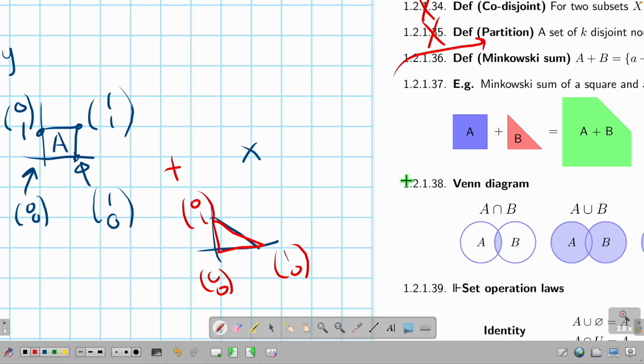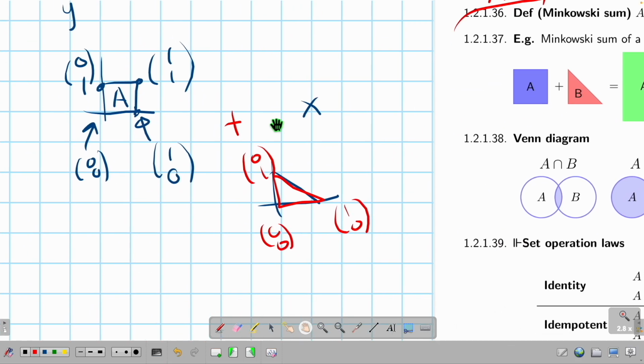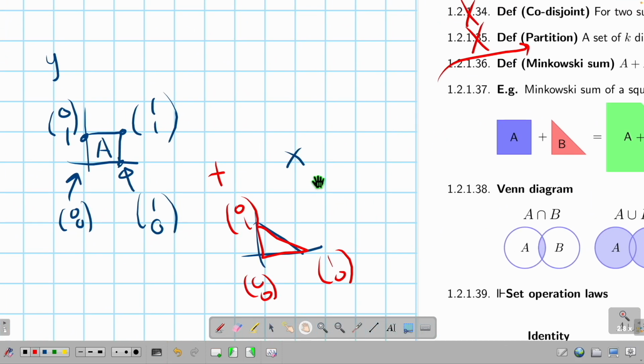Now I want to add them. What's the definition of A plus B? All the possible A plus B. That's it. All the possible A plus B. It will include the biggest 2 numbers added together and also the smallest 2 numbers added together. What is the smallest number? 0, 0. So the smallest number here is this guy plus this guy, which is 0 plus 0 gives me 0. So in the end, I will get 0.